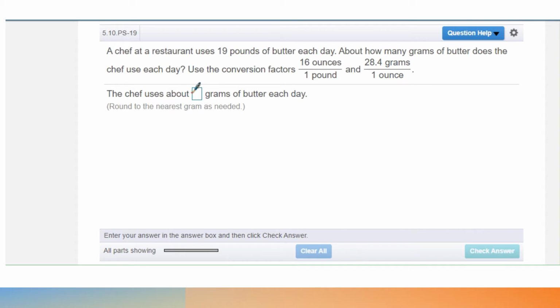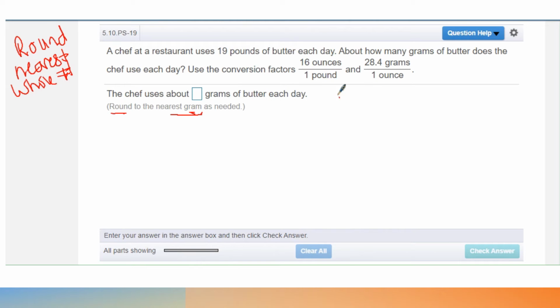The chef uses about blank grams of butter each day. It says round to the nearest gram. That means we need to round to the nearest whole number, or you will get this question marked wrong. Round to the nearest whole number. The nearest whole number is going to be the nearest gram, so keep that in mind.